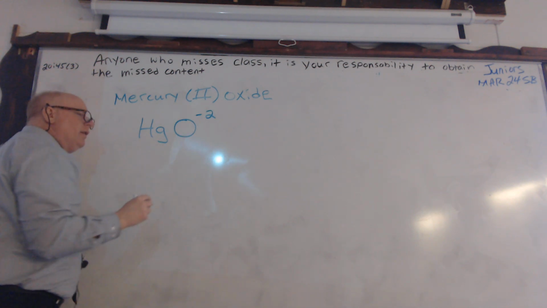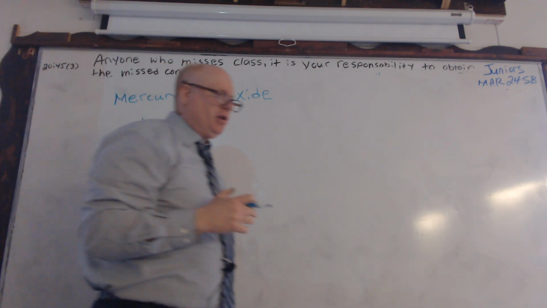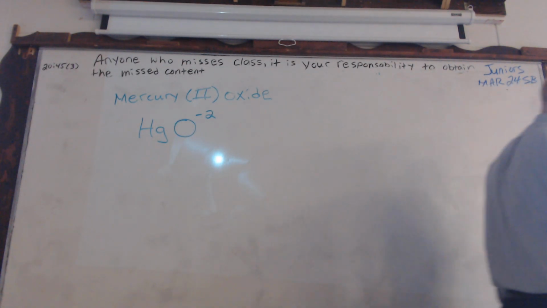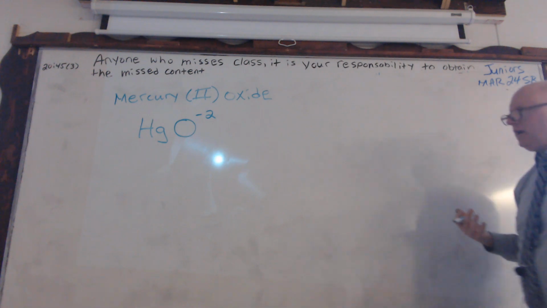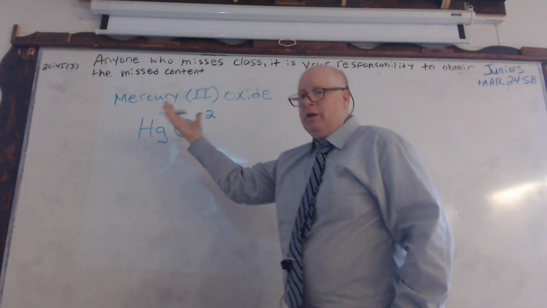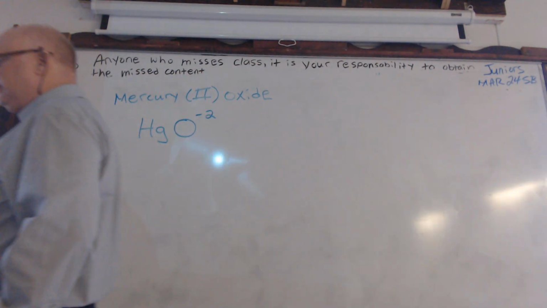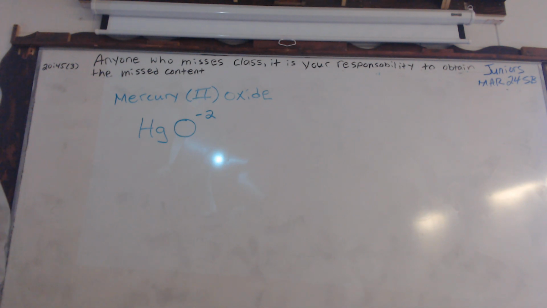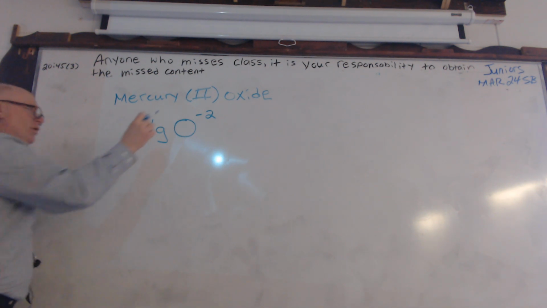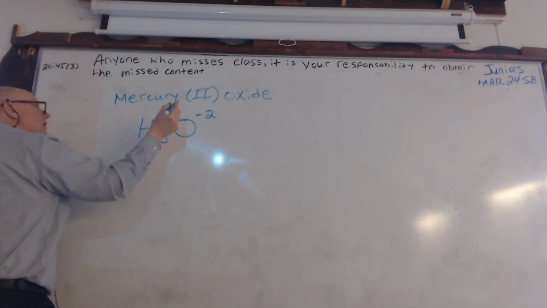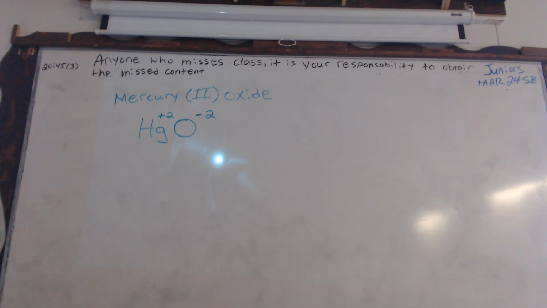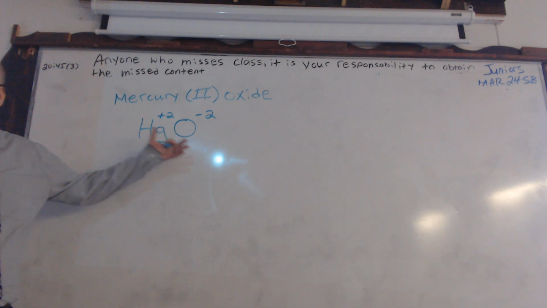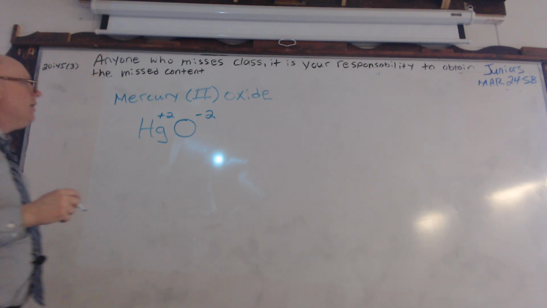And then what can mercury have for a charge? +2. Is that the only one? And +1. So again, from last chapter, how do we know which one to pick from if there are two different charges? It shows 2 on mercury. Yes, because this Roman numeral here is telling you what the charge is. So it is +2. Does that add up to 0? Yes, it does. So sometimes this happens. It just cancels each other out.